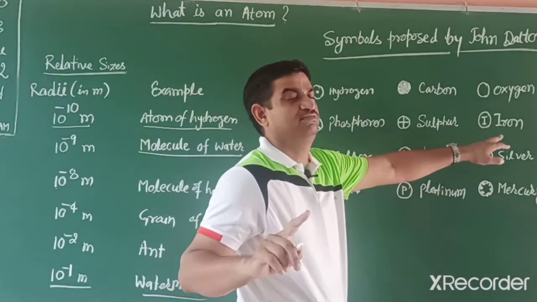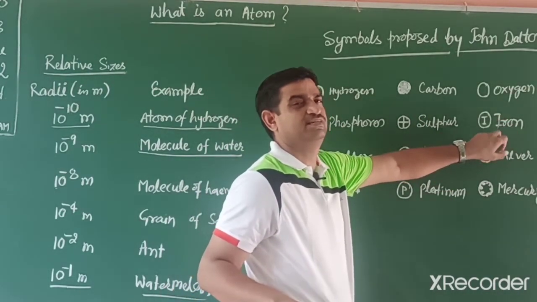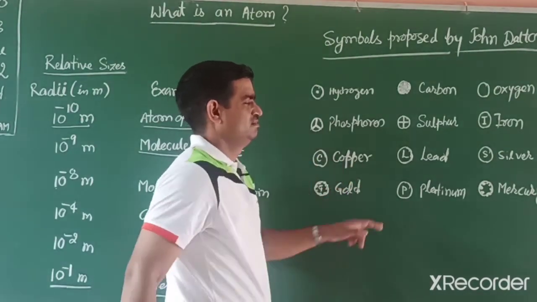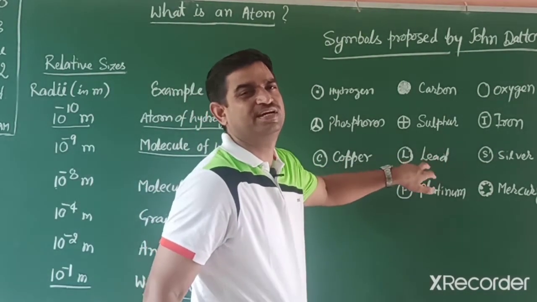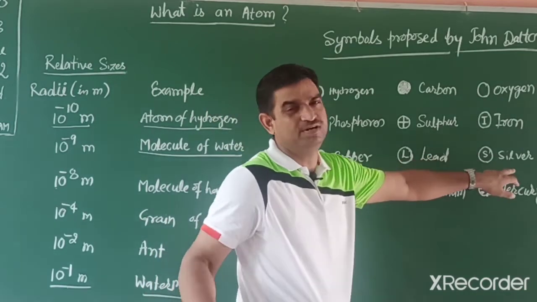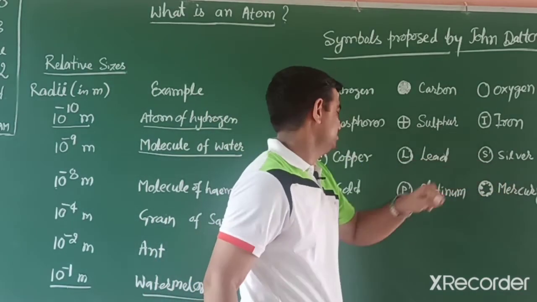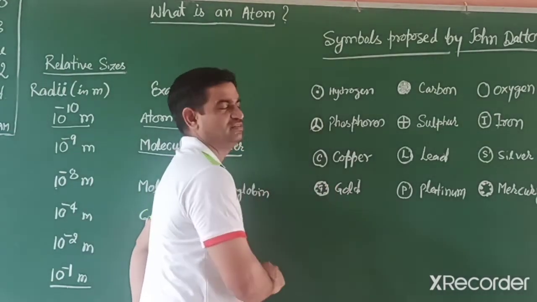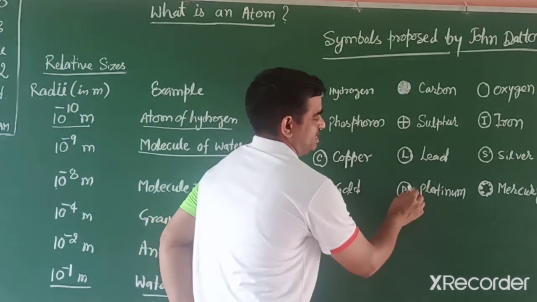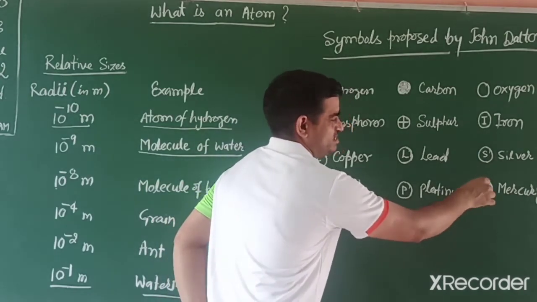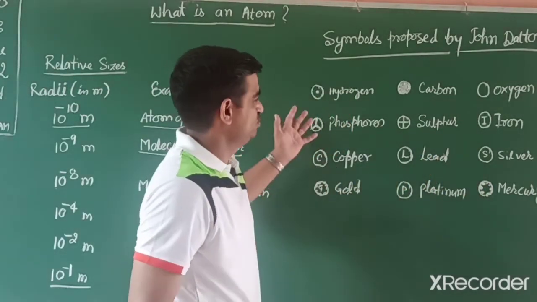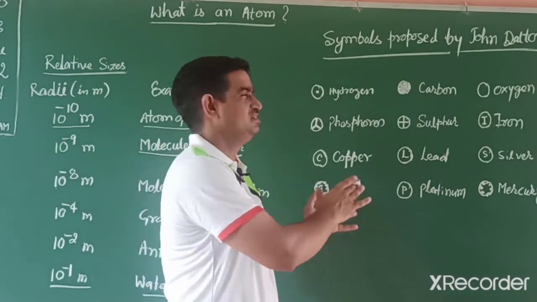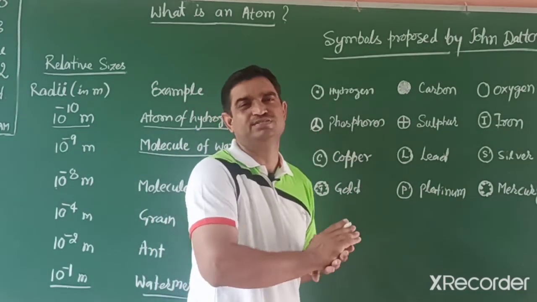And iron is a circle with I written. Copper, in a circle write C. Lead, in a circle write L. Silver, in a circle write S. Gold, in that circle write G. Platinum, write P, and mercury is written with 8 dots only. So these are some elements and symbols given earlier by John Dalton.